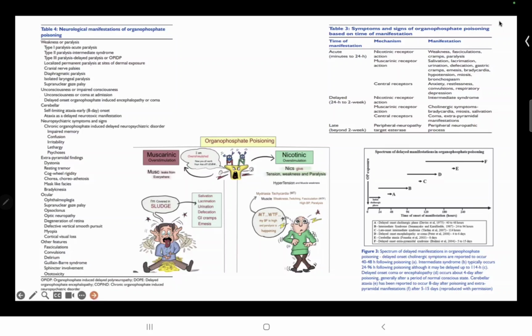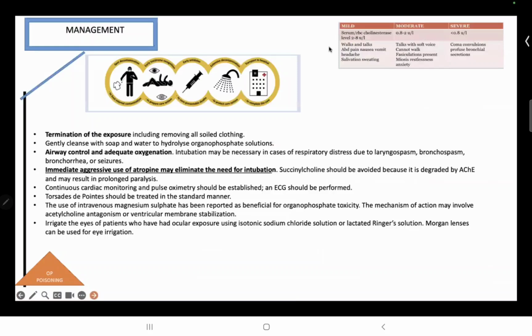And coming to the management part, again, based on mild, moderate, and severe: starting from the termination of the exposure, gentle cleaning, airway control, adequate oxygenation, use of atropine, monitoring, complication management, and finally, also some systemic manifestation management. So if you would be writing in a very structured template fashion, then the examiner would be forced to give you, I bet, 9 minimum out of 10 marks if it would be in the format of some structured template. Now, coming to the initial management, then the pharmacologic management.